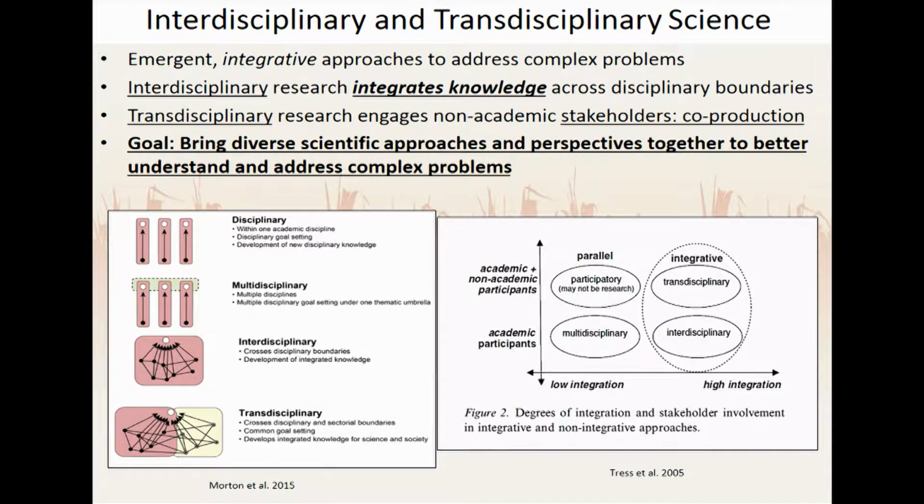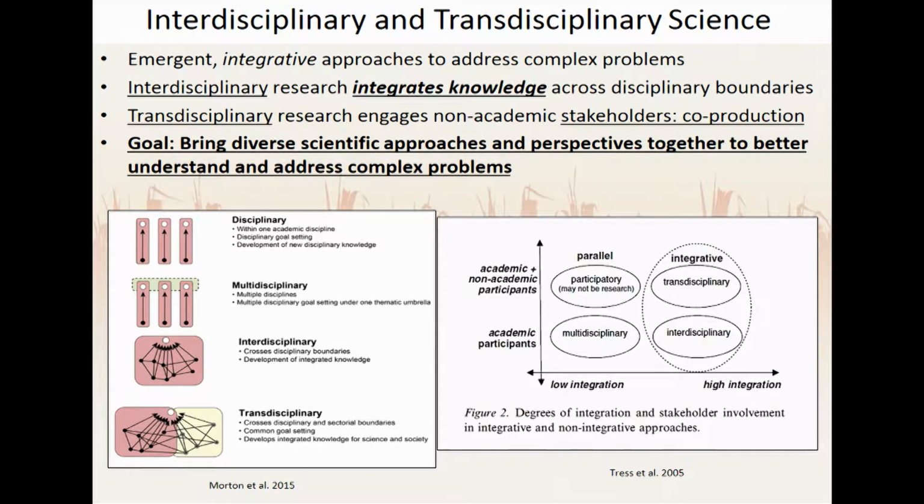If you see this figure on the left-hand side, you can see the 3 bars up and down. That's just disciplinary science, 3 bars separate. You look at the one below that, that's multidisciplinary, so 3 different disciplines focused on one particular issue, but not necessarily crossing those boundaries. The next one down is interdisciplinary science, where you're actually doing research that integrates knowledge from different disciplines working together to co-generate knowledge.